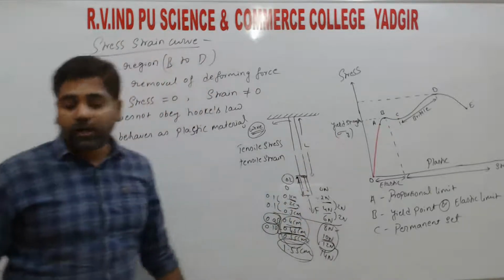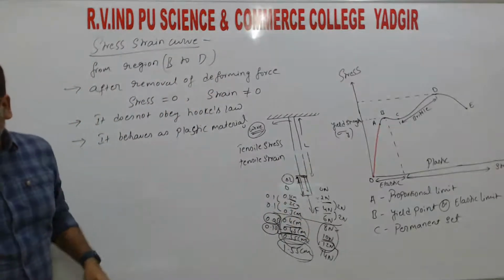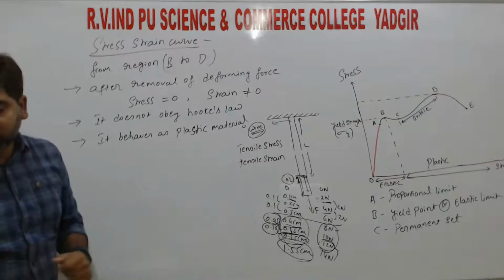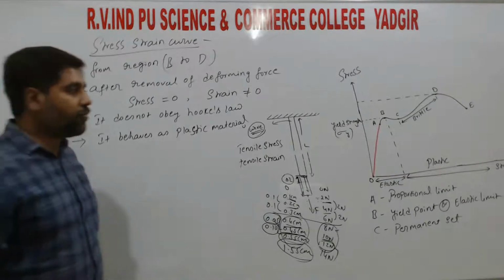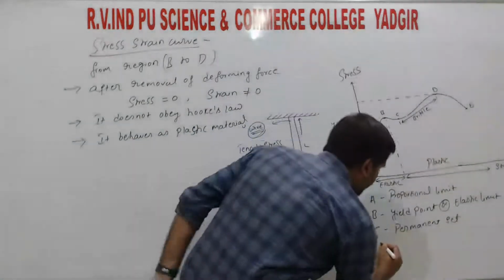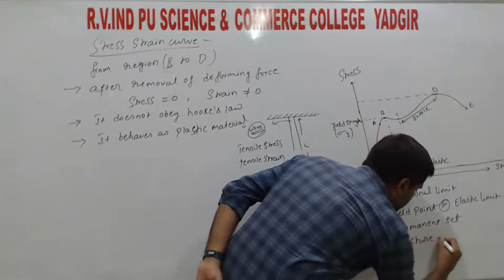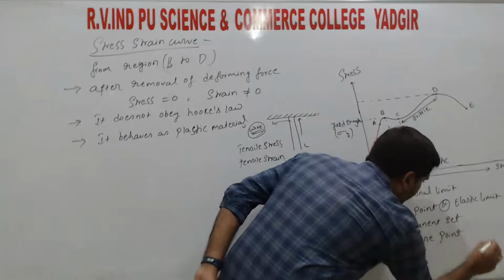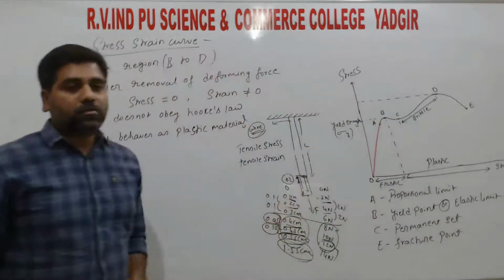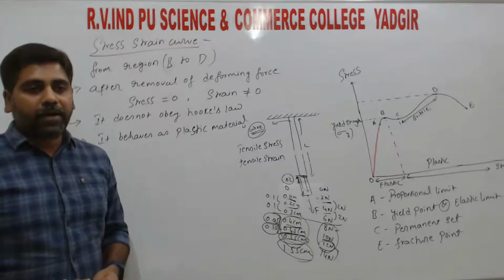So that point E is the last point, that is the fracture point. We call that point E the fracture point. Fracture is nothing but breakdown. So at that point, the wire breaks down, right?